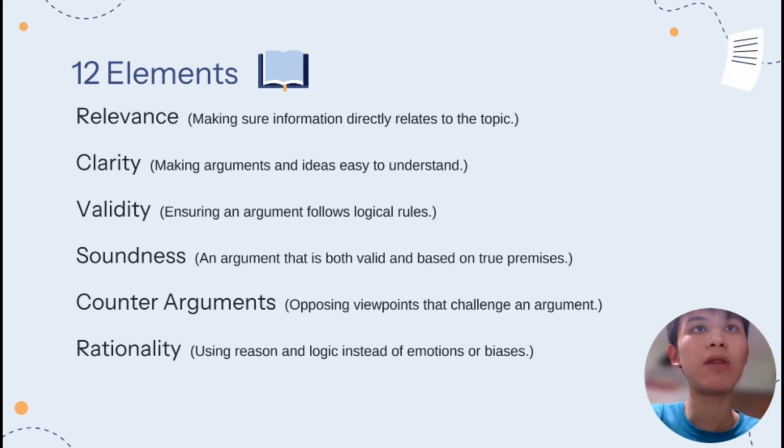And then the next one is soundness. Soundness combines validity and truth. So a valid argument can still be false if its premises are untrue.